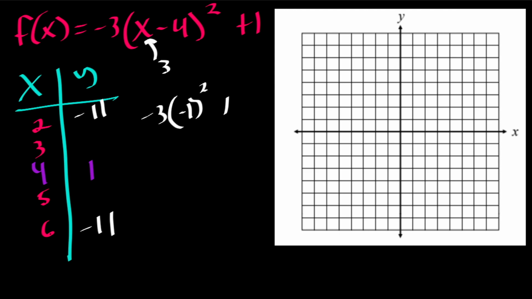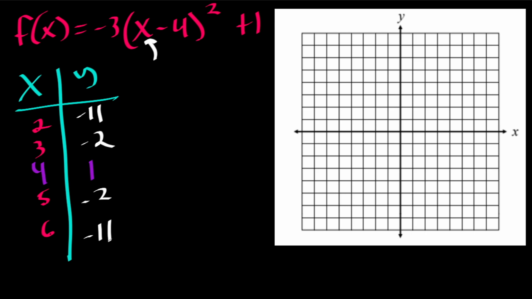All right, so let's get rid of this. Actually, I didn't even need to get rid of all that. All right, so here we go. Now we're going to start off at 4, 1. So 4, 1 is right here. Now remember what we said at the beginning. This should open downward, so let's see if that happens. So our next 2 points are going to be 3, negative 2, and 5, negative 2. So 3, negative 2 is right here. And 5, negative 2 is right here.